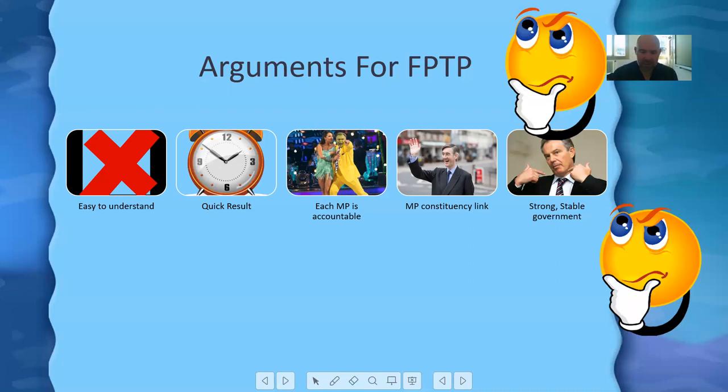And the argument says that that is strong because it leads to a government that is united because they're all the same party. They have a manifesto, a program for what they intend to do, and they're less likely, although it doesn't always work like this, to be torn apart by internal squabbling or disagreements, or a coalition government that falls apart.